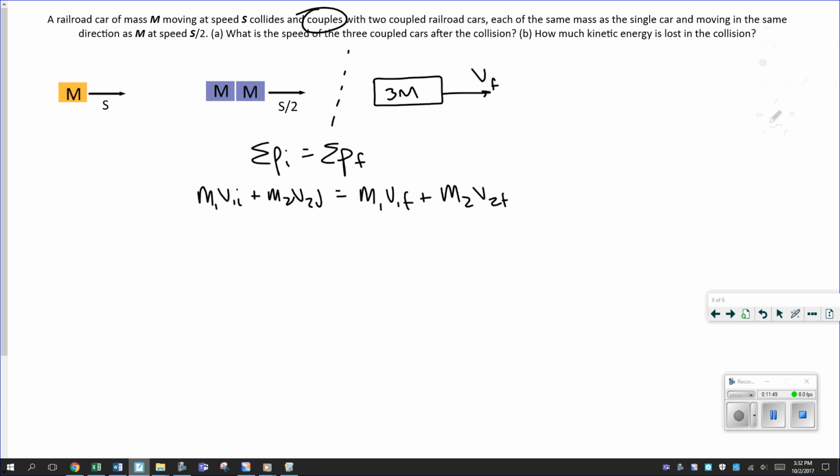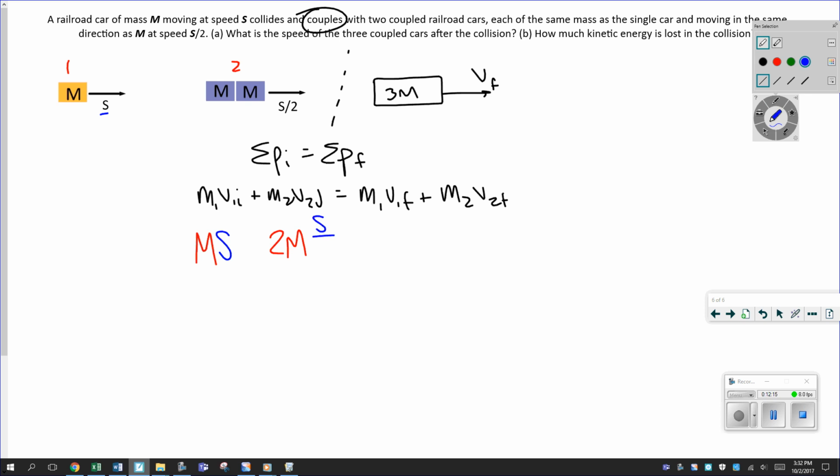My m1 is called m. My m2 is 2m. Now over here, let's stick with the initial side. My v1 initial is called s. My v2 initial is called s over 2. And there's our plus.